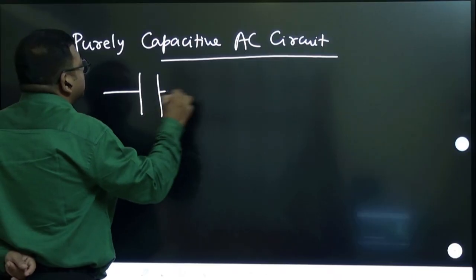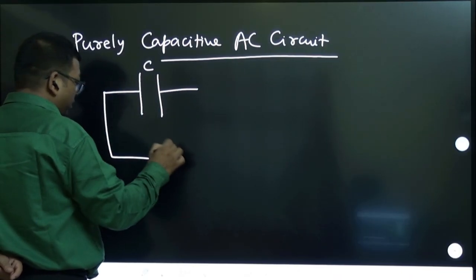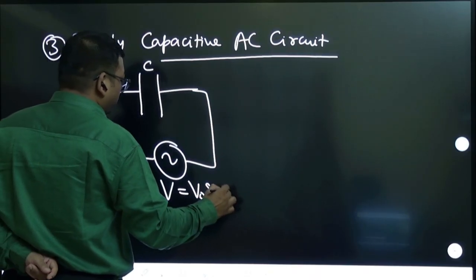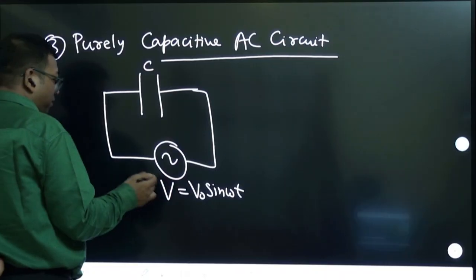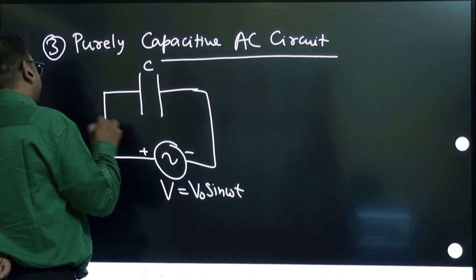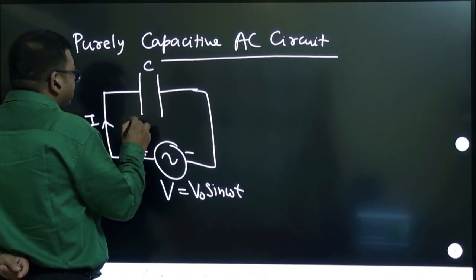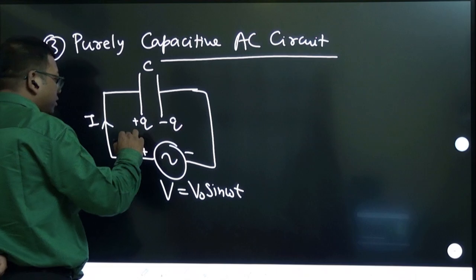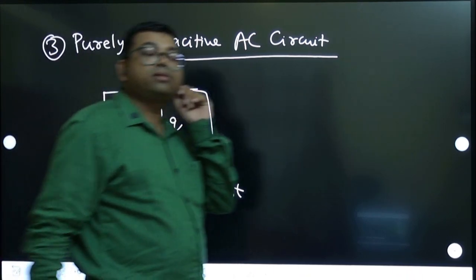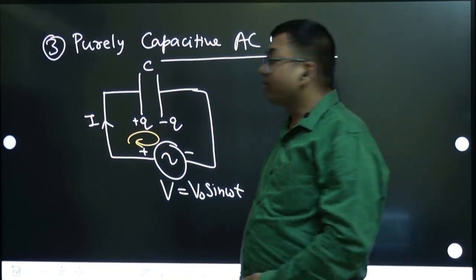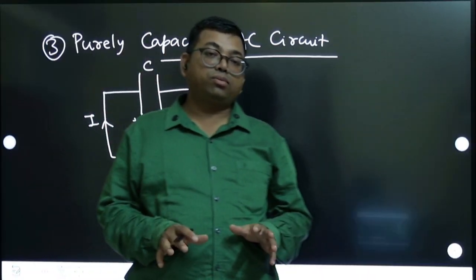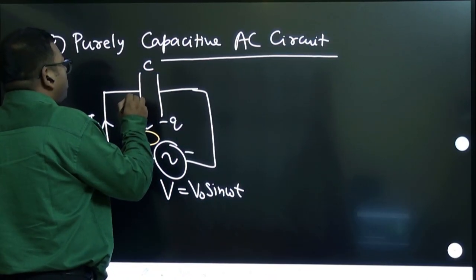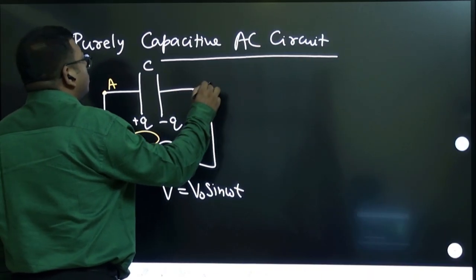Capacitive circuit means this is a capacitor C connected with an AC voltage, V equal to V naught sine omega t. Again the same way, you take plus and minus, current is going this way. At any instant it has some charge, plus q minus q. So you go in this loop and do KVL. You can directly also write Q is equal to C into V, but why I am telling is, if there are more things, how will you do that? So go from this point A to B in this direction.